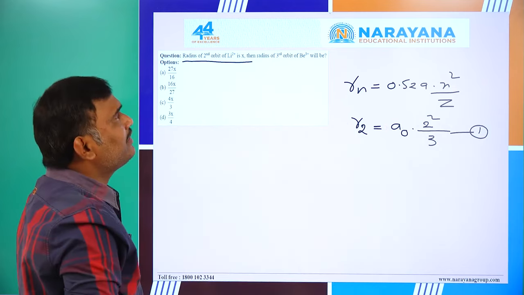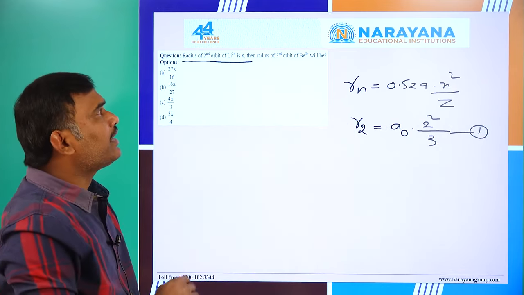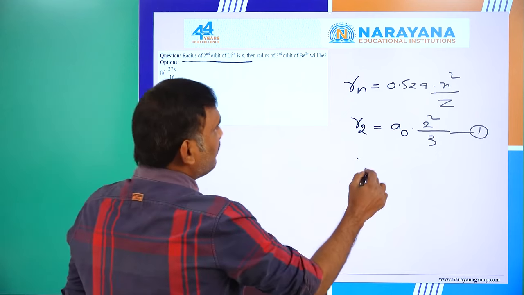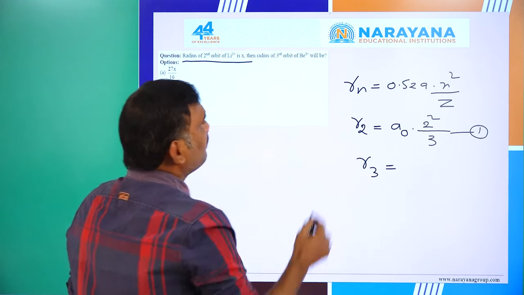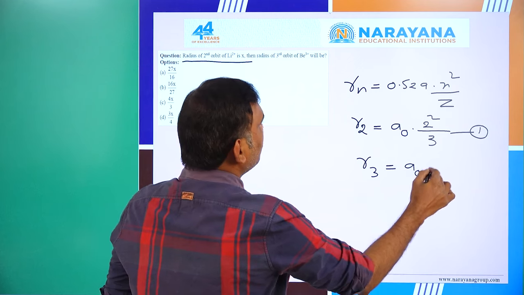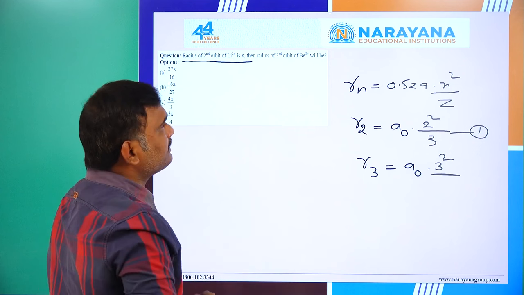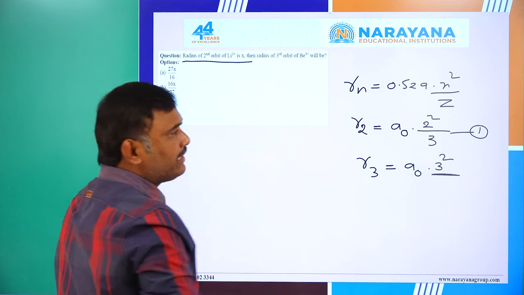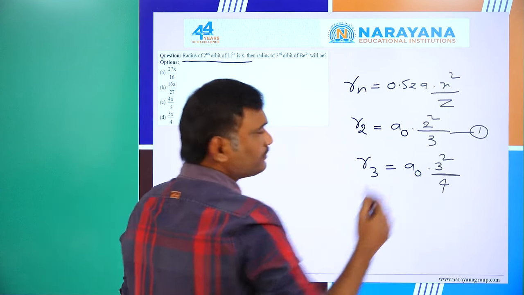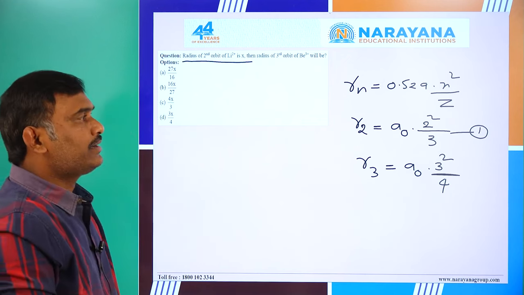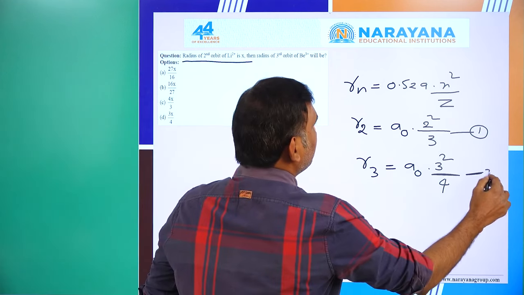Go for the next one. What is the radius of the third orbit? R3 is A0 into 3 square by the atomic number of beryllium, 4. Let us say this is equation 2.